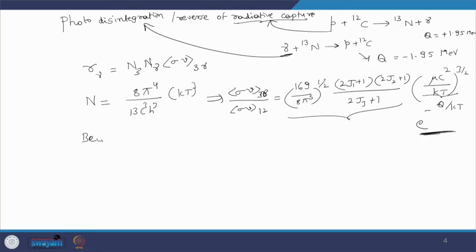Now, because the product of reduced mass multiplied with mu c square is greater than or equal to 1 GeV, the factor (mu c square divided by kT) to the power of 3 by 2 is very large at all temperatures. I am shifting the focus from charged particles, which are part of the entrance channel and exit channel in general. But when gammas are involved in the exit channel in particular, and when such cases lead to the inverse reaction, that is photo-disintegration, then also we should be in a position to write down the ratio of the reaction rates. Why is this expression important?